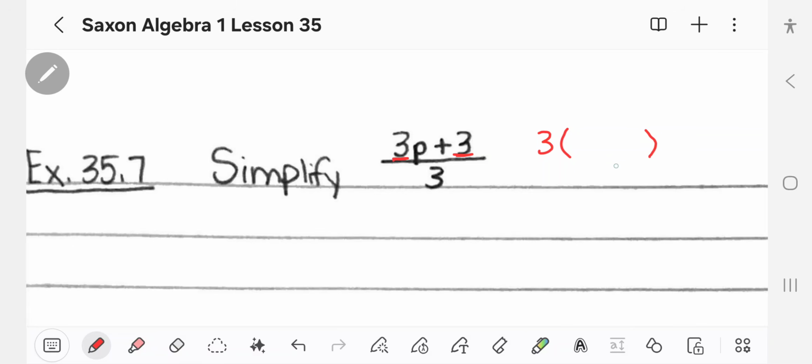Inside of these parentheses, what would I have to put to where when I multiply it out, I get 3p plus 3? So 3 times, this is going to have to be a p, plus, what would I have to multiply this 3 by to get this 3? Well, there's going to need to be a 1 there. So let's distribute that. So we're sure we got it right. 3p plus 3. Yep, we got it.